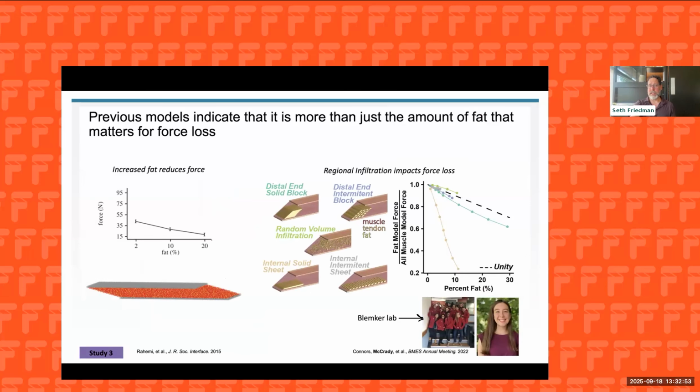This was a study where they created model muscles, and you can see the muscle has this very non-biological shape, but it has these different conditions: a sheet inside, a fat block at the end, fat throughout. This seemed like a pretty good proxy to use for our muscular dystrophy data.